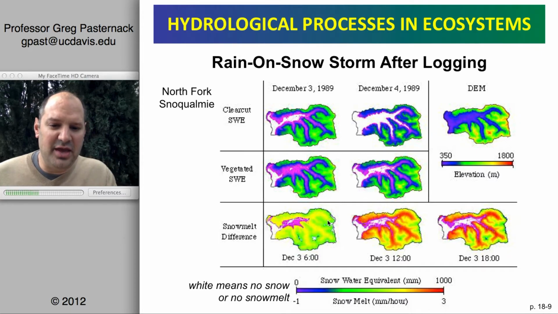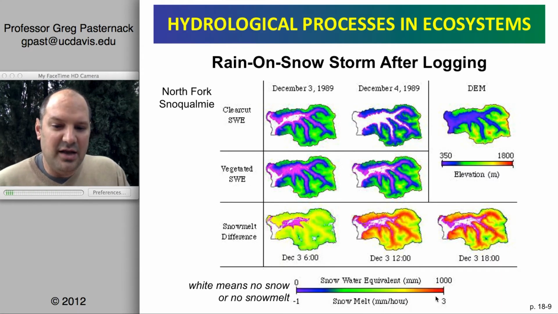The bottom plot shows the snowmelt difference during the day, and it shows the difference between these two snow water equivalents. To just highlight, you can see the main difference in terms of snowmelt, and we're going from -1 being snow accumulation, white meaning snowmelt, and then red meaning snowmelt of 3 millimeters per hour.